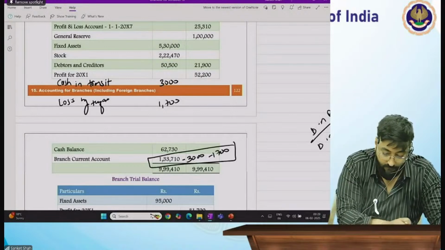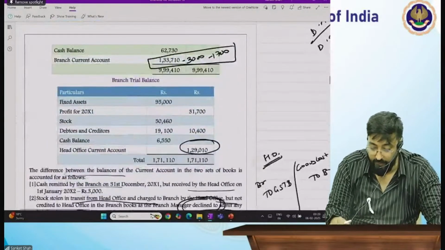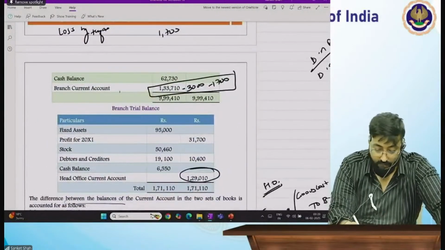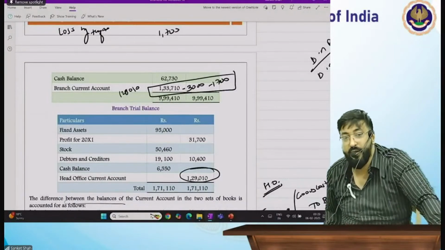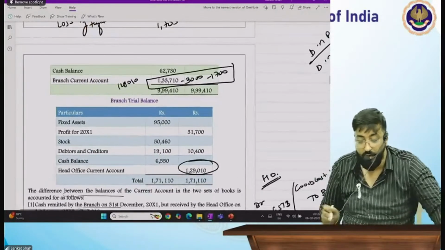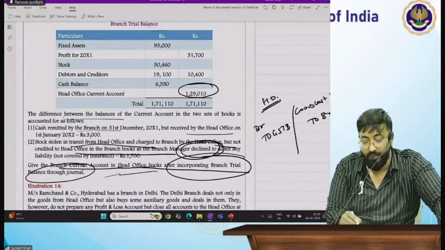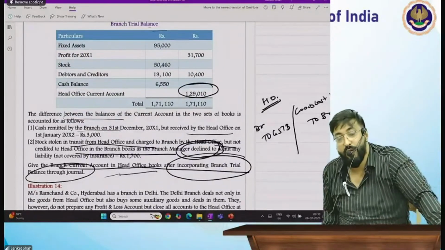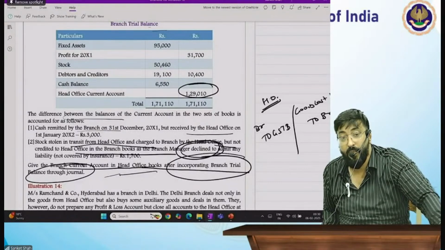Now check the balance. 133,710 updated, and 129,010. Tallying or not tallying? Tallying, sir. And now what to do? Now we'll transfer the whole branch trial balance to head office. So debit will give credit and credit will give debit. This is the logic. Easy? Yes, sir.